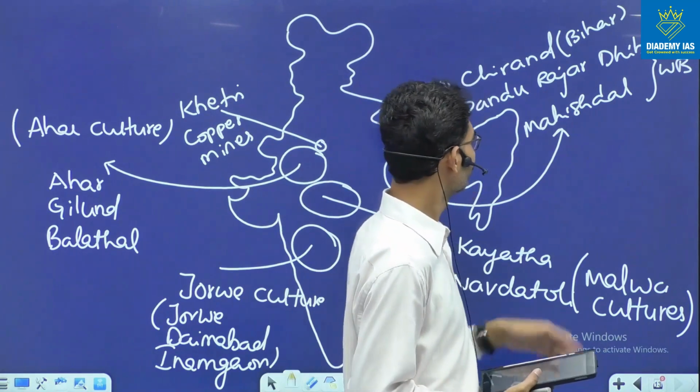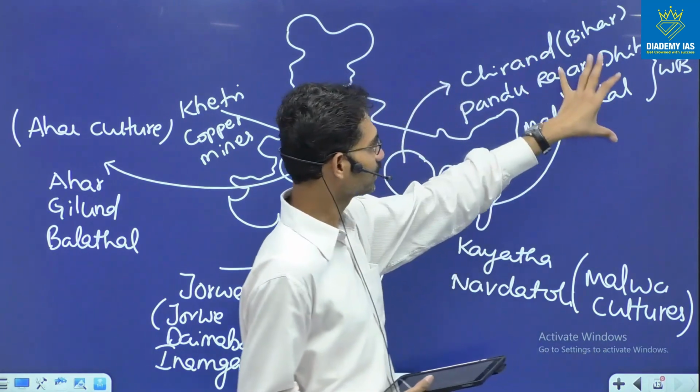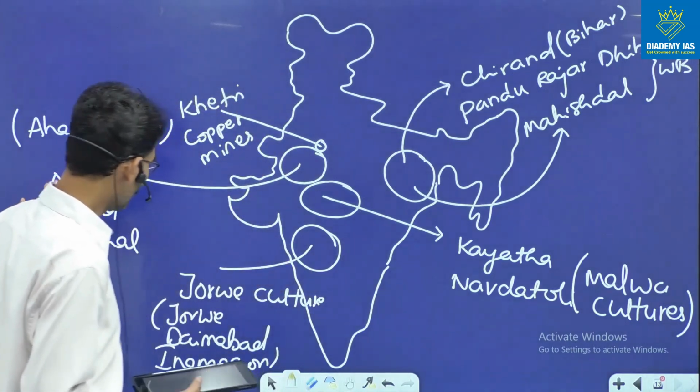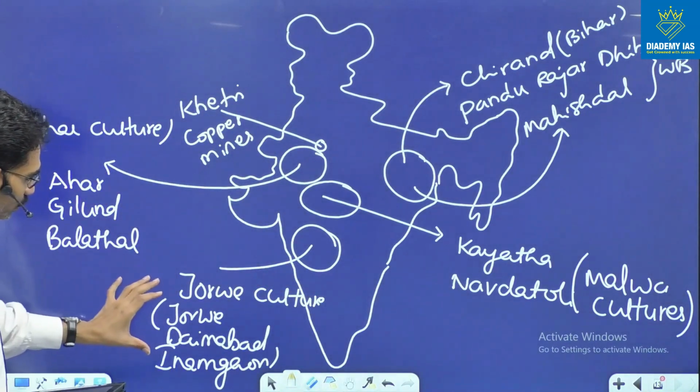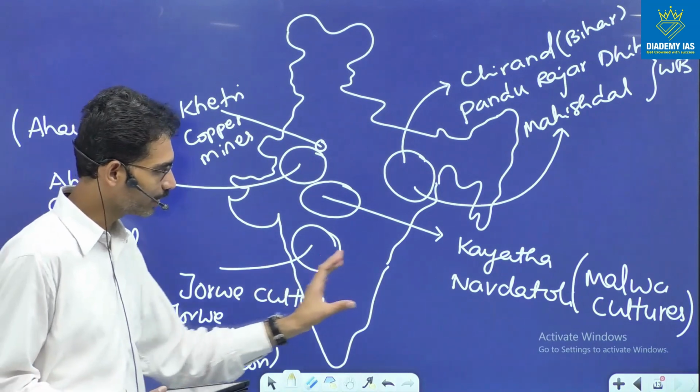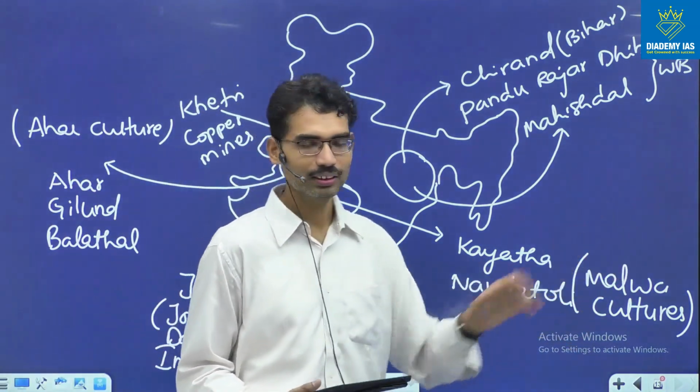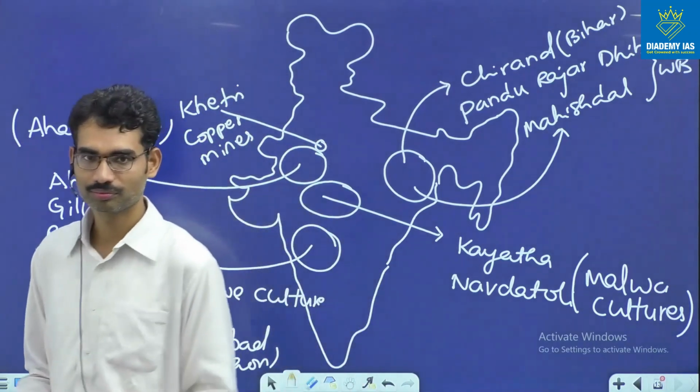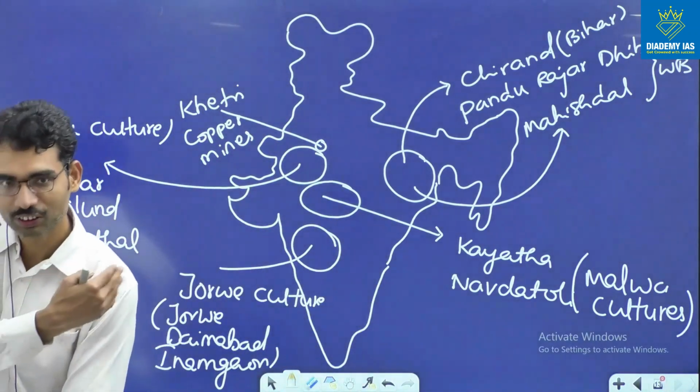Pandu Rajar Dhibi, Mahishdal, Chirand, eastern part. Ahar, Gilund, Balathal, this part. Jorwe, Daimabad, Inamgaon, this part. Kayatha, Navdatoli. It entered into the Chalcolithic phase also.